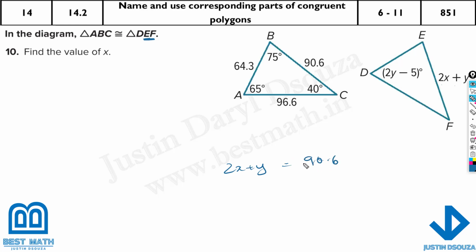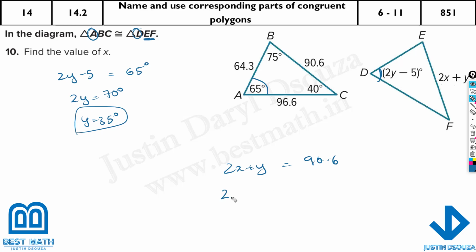Now, in order to get to this, I need to know y. And we did solve y a while ago, but I'll do it again. Now, where is y? That is angle D. So angle D is congruent to angle A. So what is A? 65. So 2y minus 5 is equal to 65 degrees. And let's solve it. Here 2y will be equal to 65 plus 5, which is 70 degrees. y equals 35 degrees.